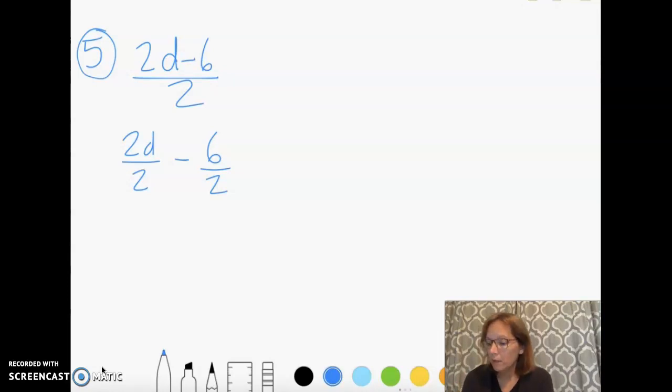Okay? So let's solve this one. 2d divided by 2 is just 1d, or d. So I'm just going to write it as d. You could write it as 1d. That would be fine. And then 6 divided by 2 is 3. Minus sign in the middle, so I'm going to leave the minus sign.